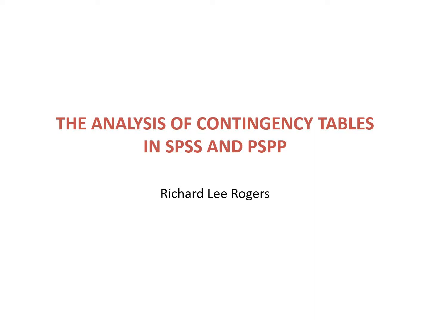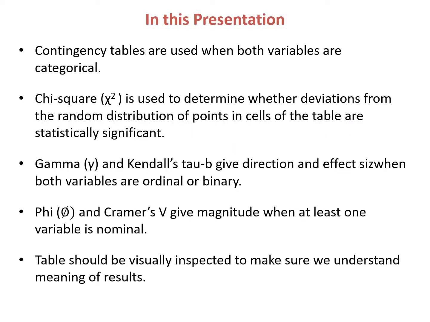This is Professor Rogers. In this presentation, we look at the analysis of contingency tables, which are also commonly known as 2x2 tables. Contingency tables are used when both variables are categorical. The most commonly used statistic to describe what is happening in the table is chi-square.